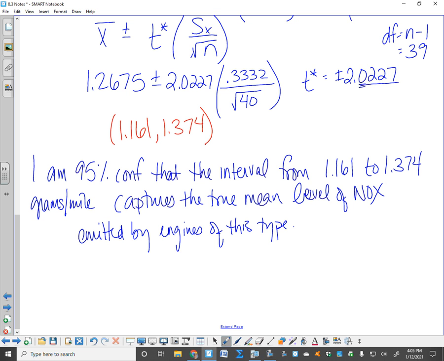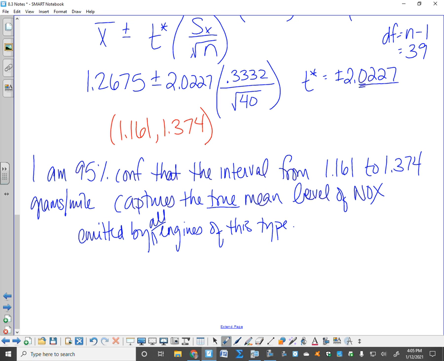Emitted by all. I like the word true. I needed the word all. Again, I'm trying to make sure that I'm communicating to them that this is projecting an estimate for the population.